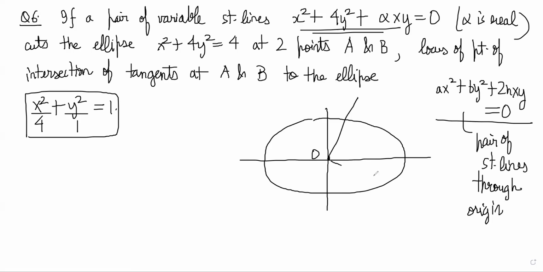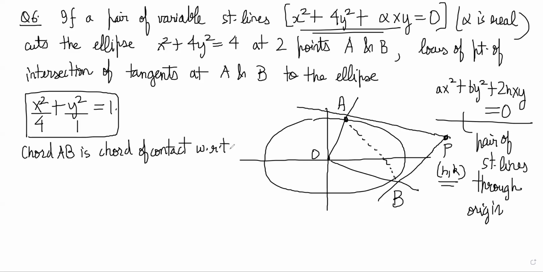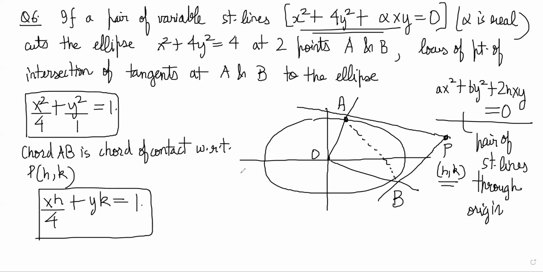So we might have one straight line like this, one straight line like this, and these intersect the ellipse at A and B, right? The equation of this pair of lines is x square plus 4y square plus alpha xy equals 0. We have to find the locus of the point of intersection of tangents at these 2 points, that is, the locus of this point P, which is h comma k. Now, one thing you can do here is write the chord equation of AB. Chord AB is the chord of contact with respect to point P, which is h comma k. Therefore, that will be xh by 4 plus yk equals 1. That is the equation of my chord AB, right?